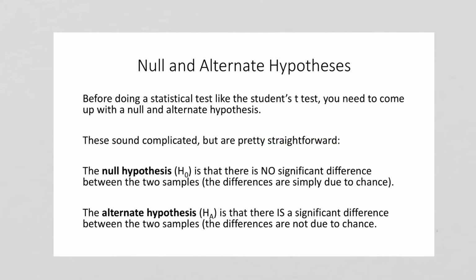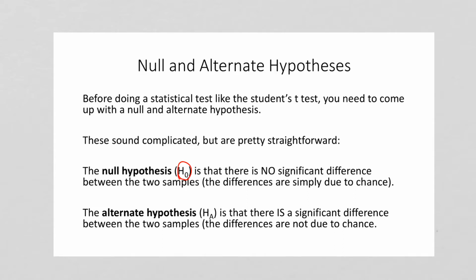We're going to talk about null and alternate hypotheses first. Before you do any sort of statistics test, you should always propose a null hypothesis, and that's often written as H0. And a lot of students, when they see H0, HA, they get really freaked out. It's very, very simple to make your alternate hypothesis and your null hypothesis. Your null hypothesis is always going to be that there is no significant difference between the two populations. So any difference in the means for the student's t-test would just be based on random chance. They don't actually mean anything.